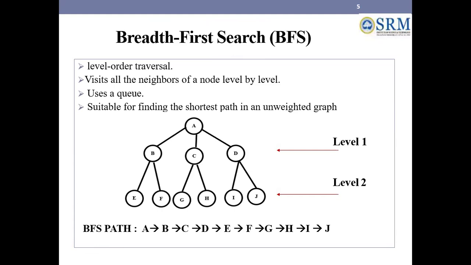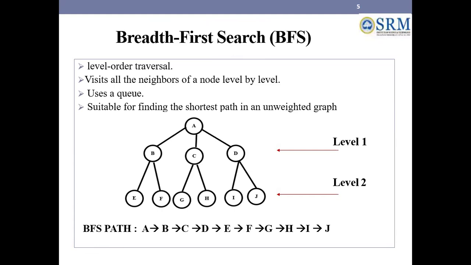Visits all the neighbors of a node level by level. First, take one node, visit all its neighbors, that is one level. Next, visit another node's neighbor. So, that is a level by level search is called breadth first. It uses the concept called first in, first out based on the data structures called queue. Queue is implemented for breadth first search algorithm.